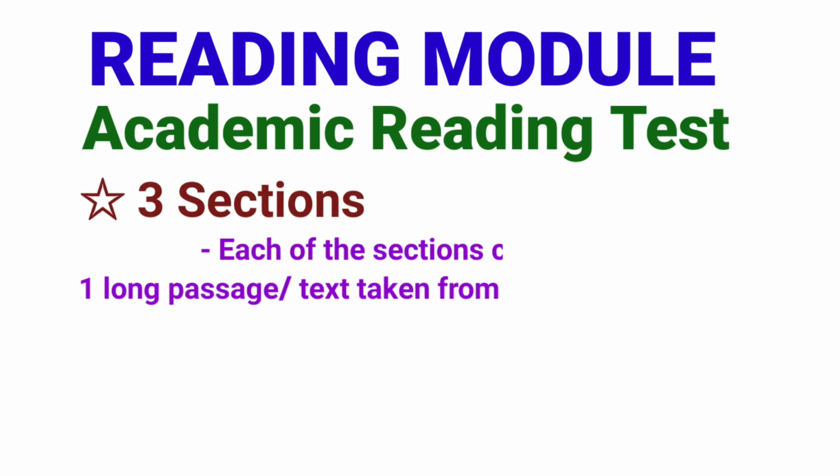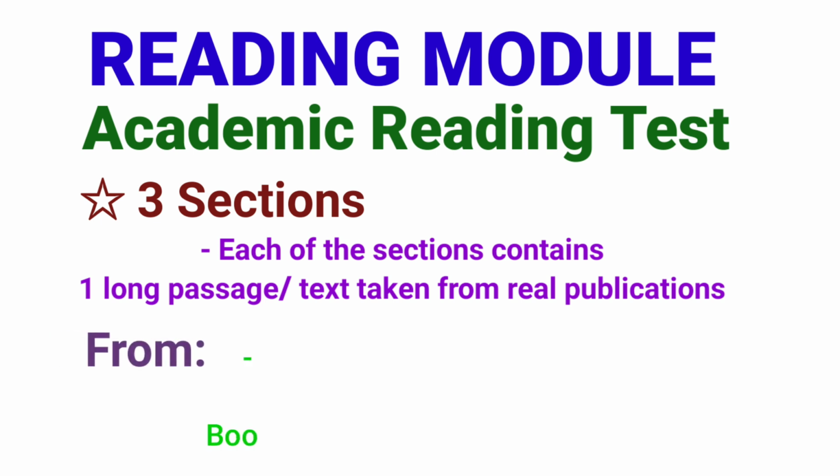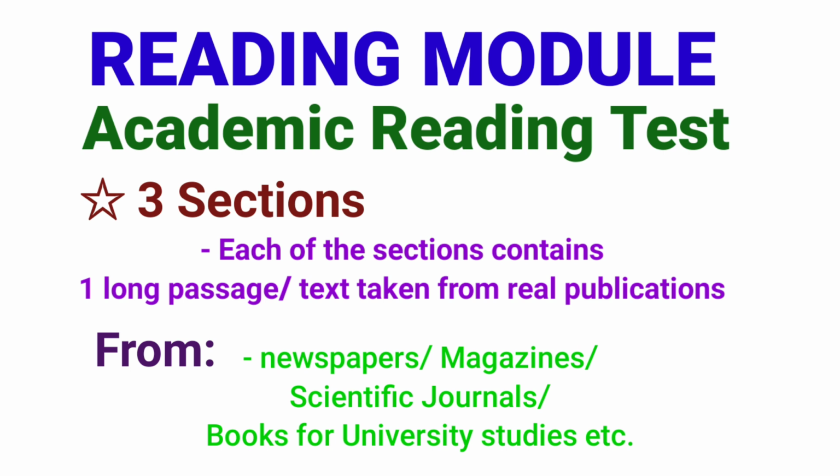Next is the academic reading test. It also has 3 sections. Each of these sections contains one long passage or text taken from real publications. For example, this text or passage comes from newspapers, magazines, scientific journals, or books for university studies, etc.